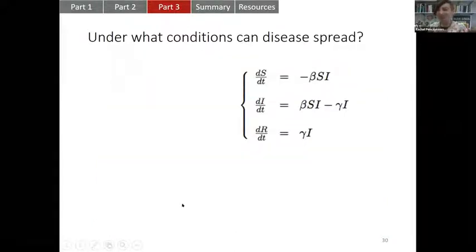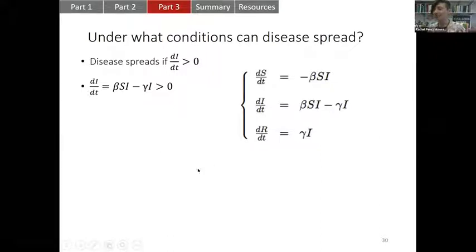And just wrapping up here in the last few minutes, one of the key numbers that you may have heard people talking about has to do with under what conditions disease will spread. Well, disease will spread if the rate of change in the number of infecteds through time is more than 0, right? So if the number of infecteds is increasing through time, that means disease is spreading.